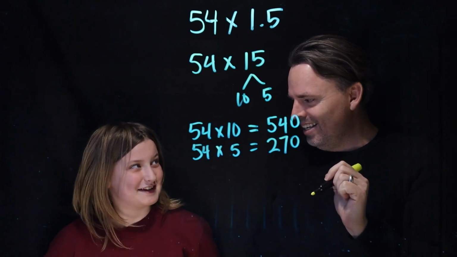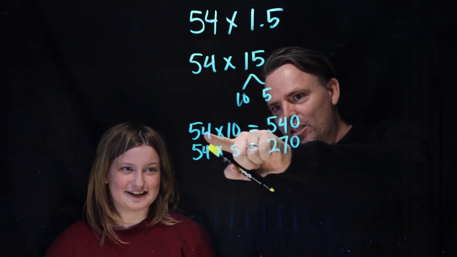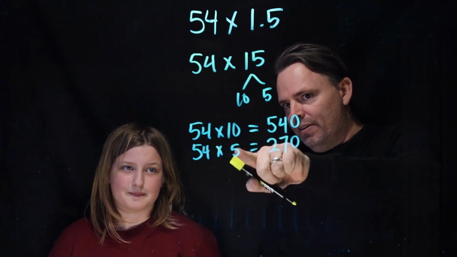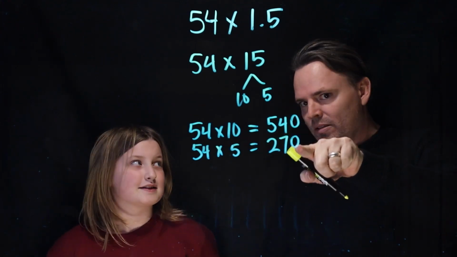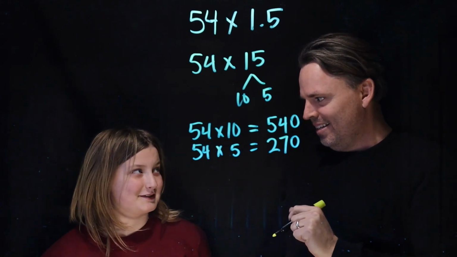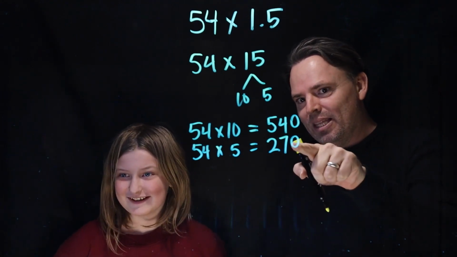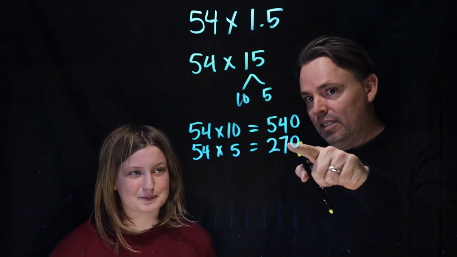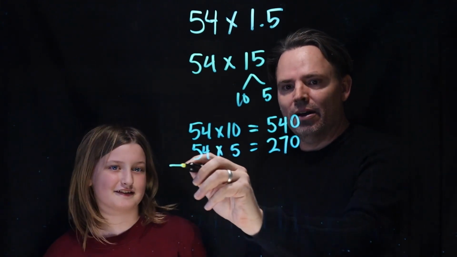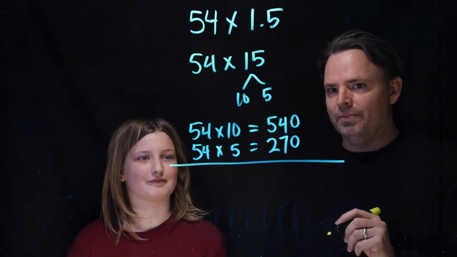It's kind of hard to explain. If this is multiplied by 10, which got you 540, and 5 is half of 10, I split that. It's a little harder to explain because my mind's a little different. But this number here, 270, is half of 540. Okay, all right. So now what do you want to do?